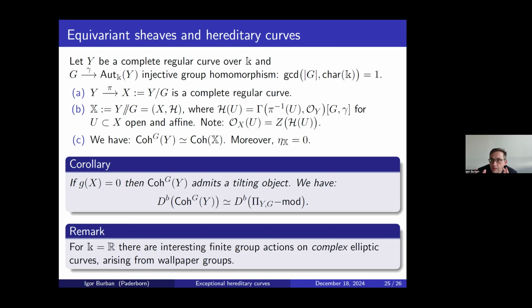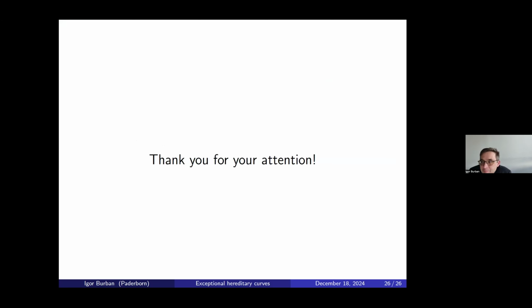So we can take a complex elliptic curve, and there are finite groups acting on them, but we have to view a complex elliptic curve as a real scheme. And such examples arise from wallpaper groups. So a nice story, maybe there will be once an occasion to speak about this. I would be happy to do it. It's all for today. Thank you for your attention.